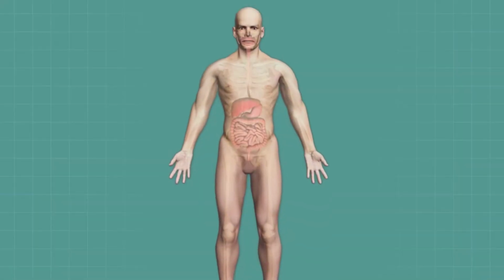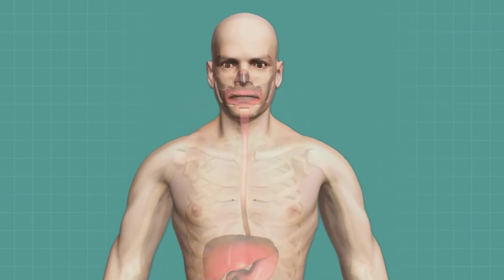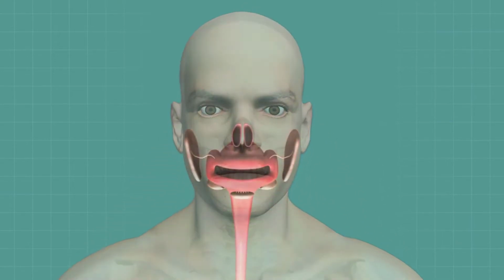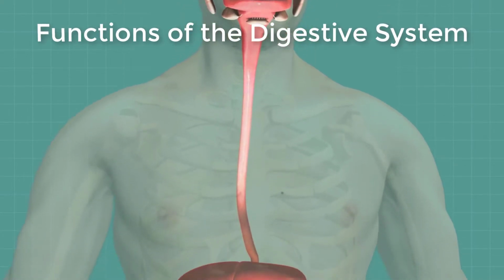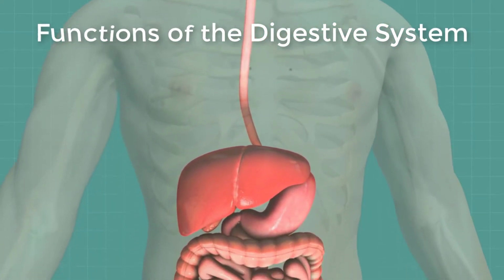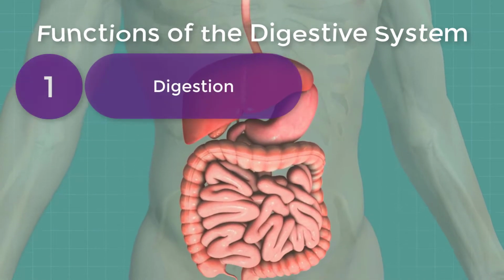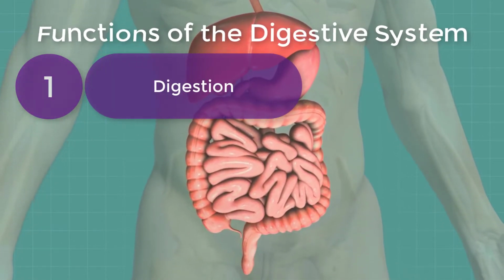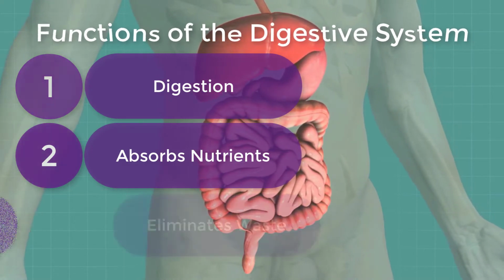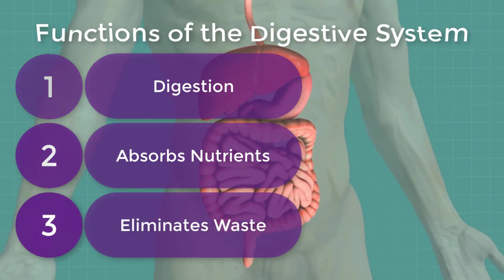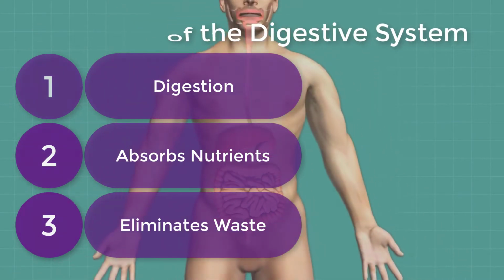The digestive system, or GI tract, is a long tube through which food passes. The digestive system has three functions related to food and its consumption. The GI tract functions for food digestion, absorbs nutrients from the small intestine, and functions to eliminate waste. These are the functions for which it is based.